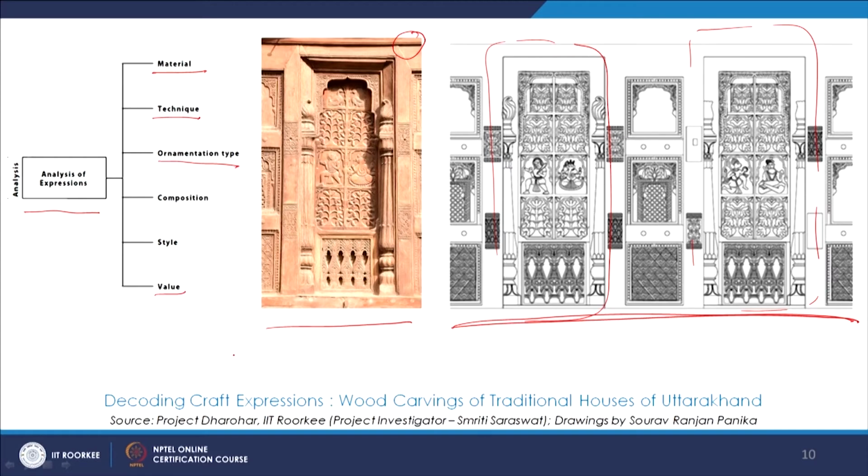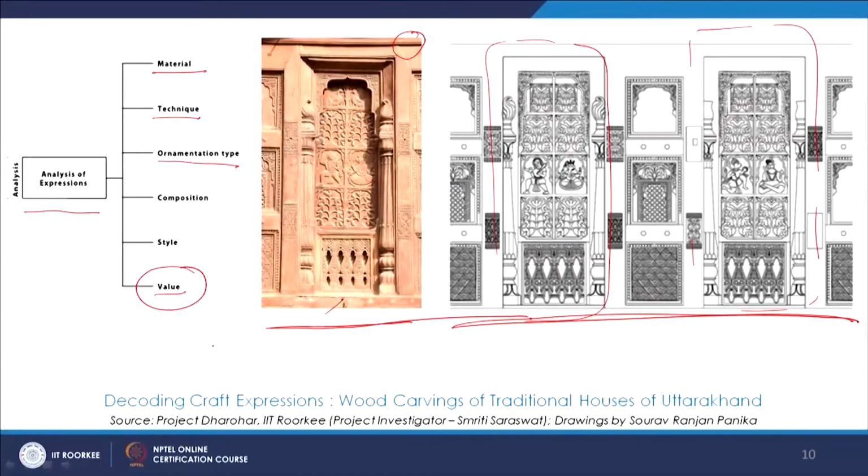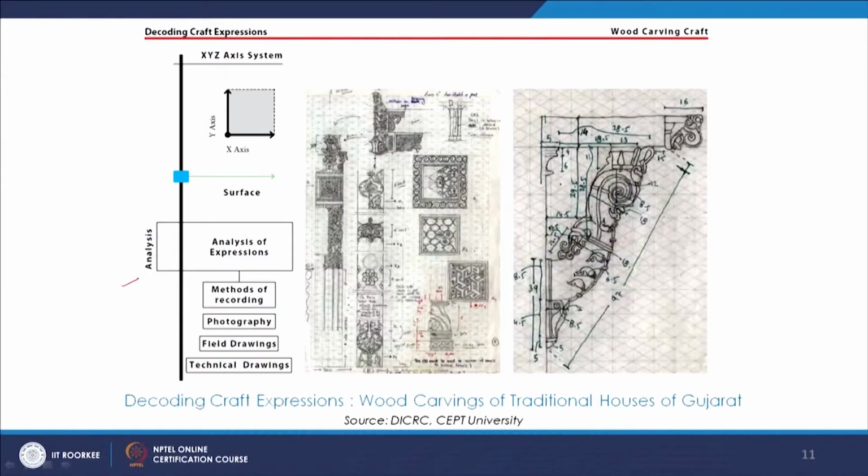And you know, the fact that the houses are still there and they are 300 years old, and people are still studying them. These have been documented, and there also have been a lot of awards. So there is a sort of value system associated with these. Now when we are talking about analysis and analysis of expressions, it is very important to understand what tools are adopted for this analysis.